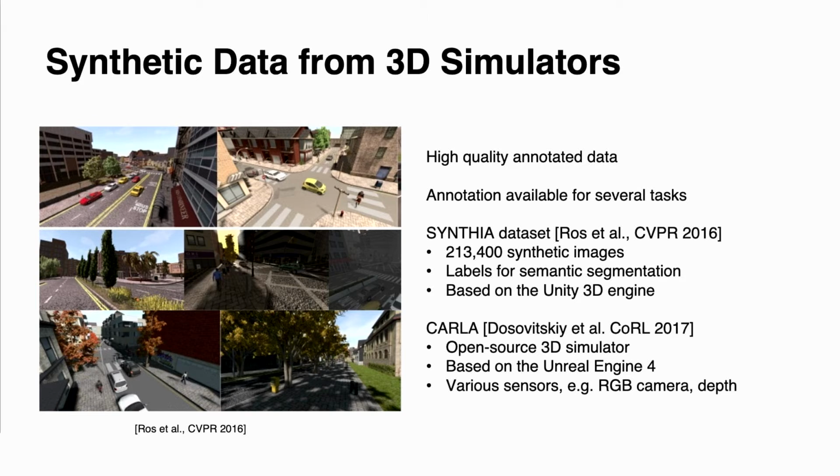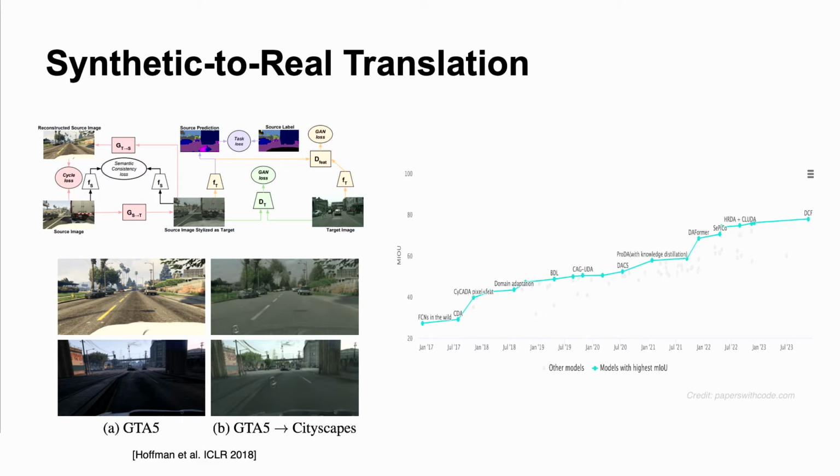to generate synthetic data. Why you should use synthetic data from 3D simulators? Because you can gather annotation that are of very high quality, and you can gather annotation for several different tasks, for instance, segmentation or depth estimation with the same dataset. Couple of examples very popular in the computer vision community, the Synthia dataset, and also the use of the Carla simulator.